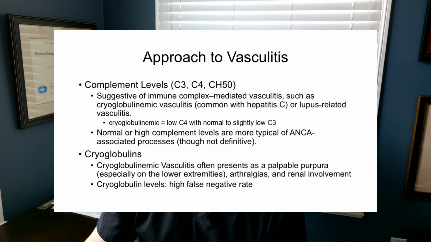We should probably do complement levels, which is C3, C4, CH50. This would suggest immune complex mediated vasculitis, such as cryoglobulinemic vasculitis. Specifically, you would see a low C4 compared to a normal or slightly low C3, and that's indicative of cryoglobulinemia. Higher normal complement levels are sometimes associated with ANCA diseases. Checking cryoglobulin levels, too, you'd think would be more indicative of cryoglobulinemic vasculitis, but usually these levels have a high false negative rate, so not necessarily worth checking.